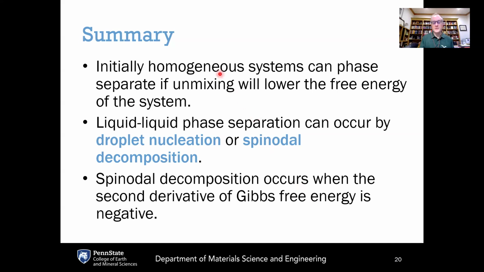Next time, we will finish up chapter 4 by dealing with microstructural formation through controlled nucleation and crystallization, where we can turn glasses into glass ceramics.